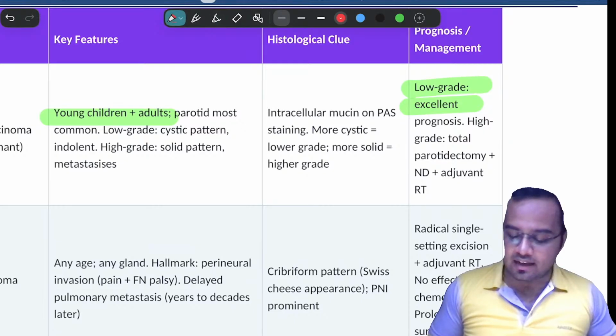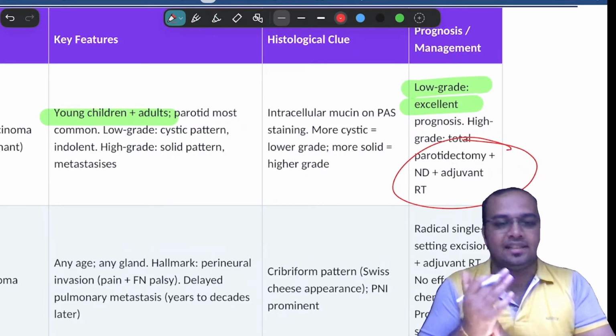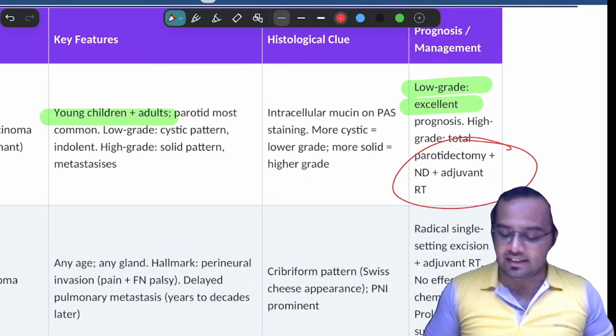And always remember that if the patient has some extranodal extension or lymph nodes, then you can go for nodal disease management and adjuvant radiation.